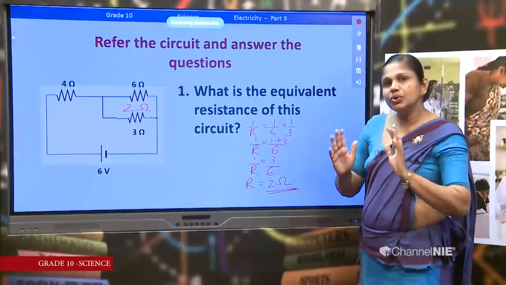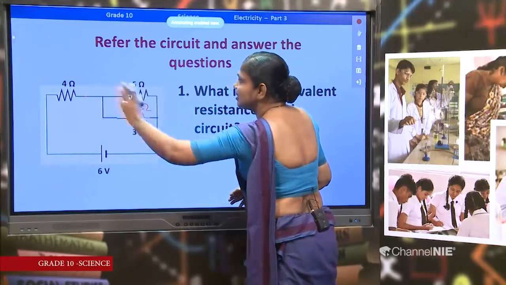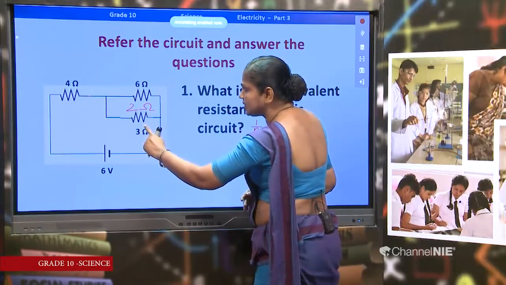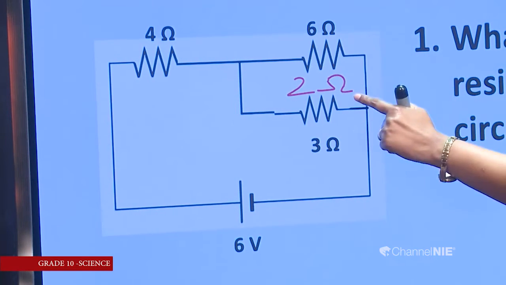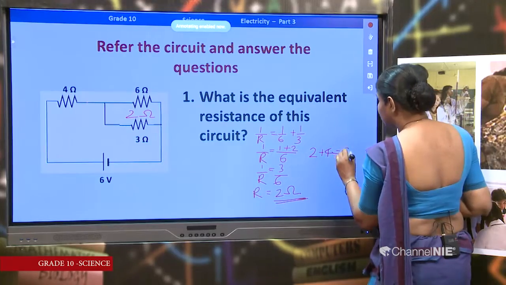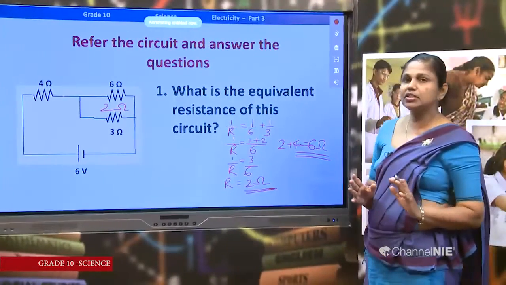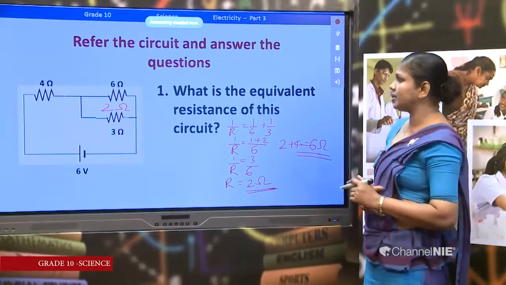Then how to get the total equivalent? Now for these two, this one is in series. Then you have to add the equivalent of the 6 ohm and 3 ohm resistors to the 4 ohm resistor to get the total equivalent. Then the equivalent of the circuit is 2 plus 4, altogether 6 ohm. 6 ohm is the equivalent resistance of the complete circuit. Understood, children? Okay.